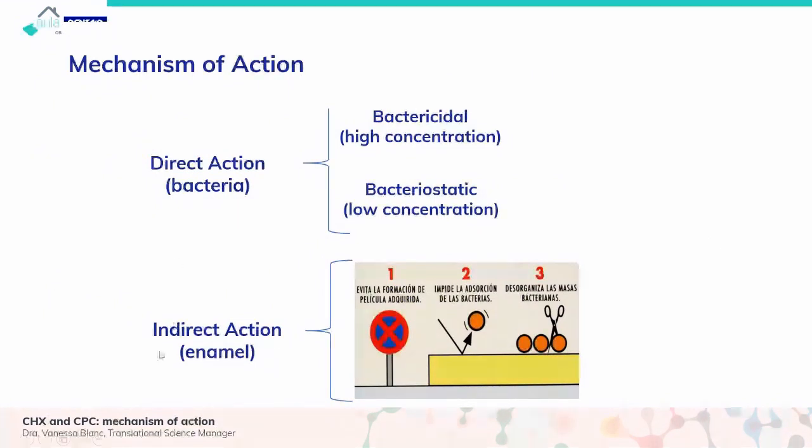The indirect mechanism involves preventing the formation of a new acquired pellicle. The chlorhexidine binds to salivary glycoprotein residues, preventing bacteria from recognizing these binding sites, and therefore the biofilm cannot settle.